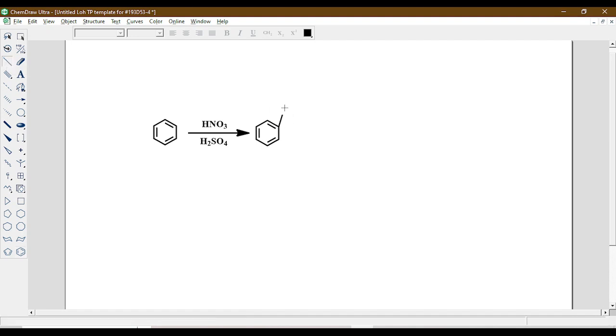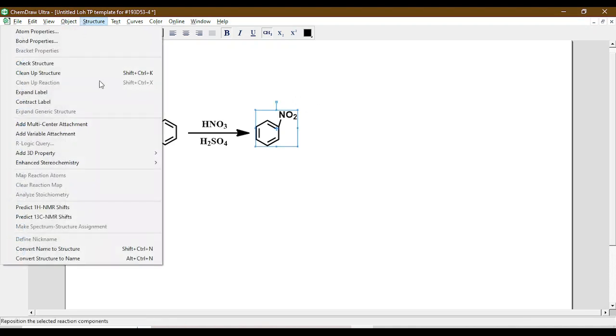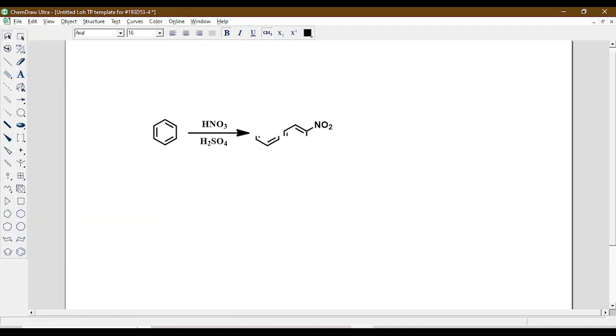I'm going to select a bond and type NO2. Just select it, clean up the structure, Control Shift K. If you want to change the orientation, you can do it like this. It is up to you, or you can keep it like this. So I keep it like this. Just a little to make it straight. Yes, perfect. So now we have drawn a reaction where benzene is converting into nitrobenzene.